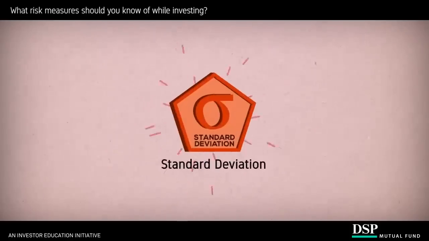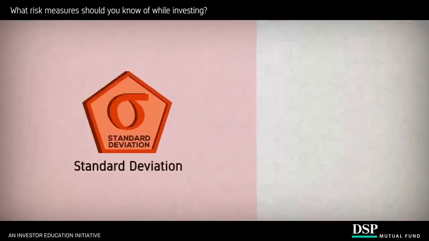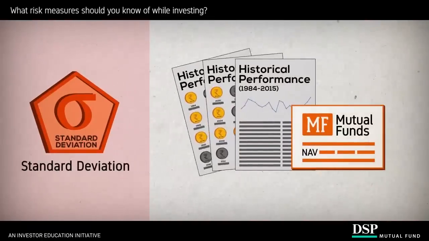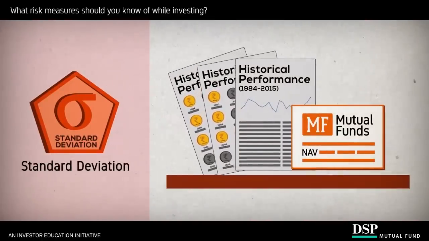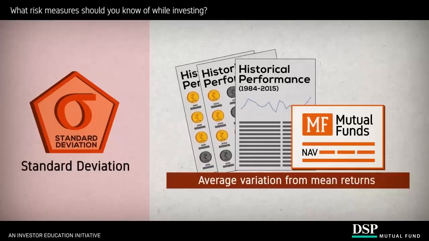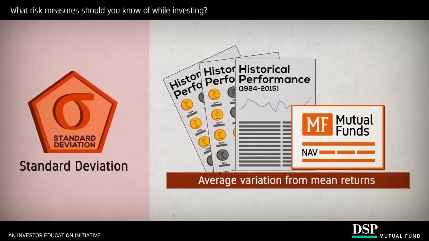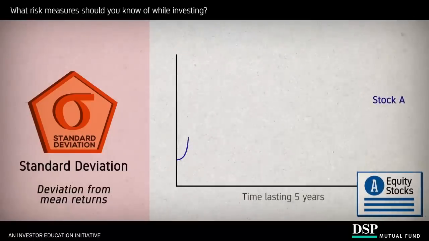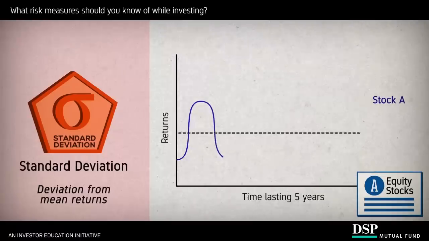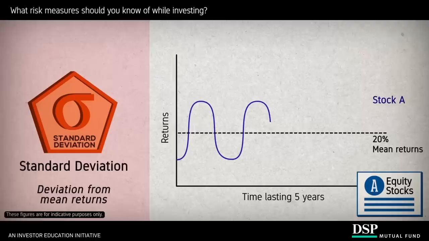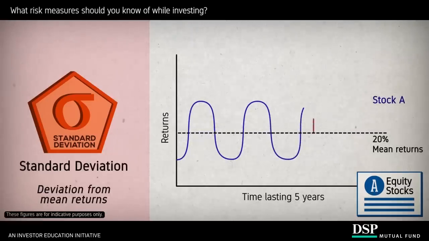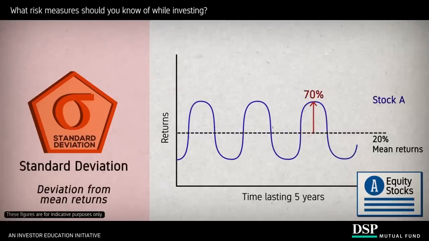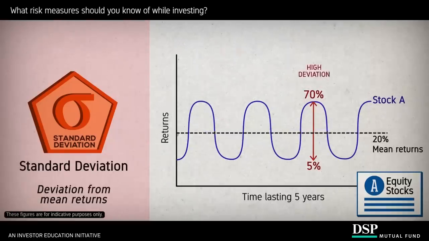Let us now talk about standard deviation. This parameter reflects the historical volatility of an investment's performance. In other words, it measures the average variation from the mean returns over a given time period earned by an investment. For instance, let's say you invested in stock A for a 5-year time period and the mean return over the 5 years was 20%. There would have been times that its performance went as high as 70%, and there would be times it performed poorly, reducing your returns to just 5%, which means that the stock is very volatile and has a high standard deviation.